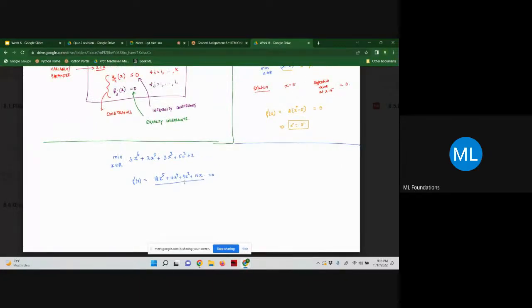For the local minima, f dash of x should be zero and f double dash of x should be greater than zero. For local maxima, it should be the opposite: f double dash of x should be less than zero.